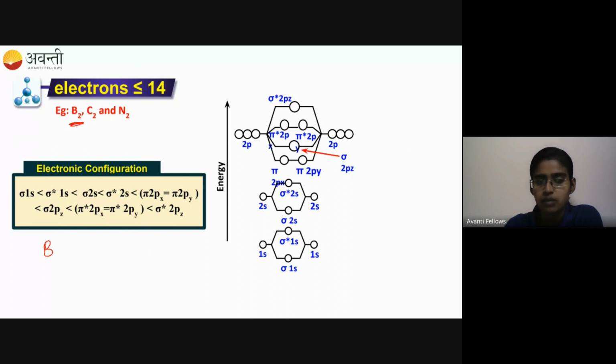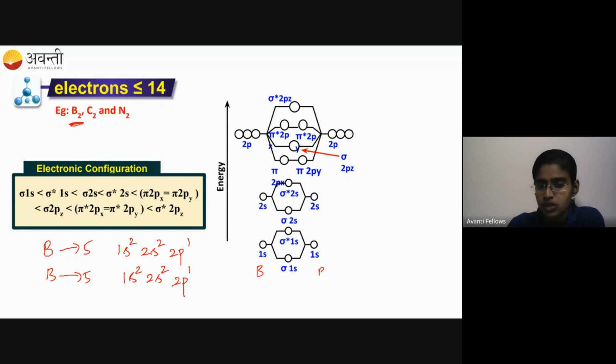Boron atomic number is 5. Very good. What is the electronic configuration? 1s2, 2s2 and 2p1. Start from this 1s. We have 2 borons, each has 5 electrons: 1s2, 2s2, 2p1. These two are the boron atomic orbitals and this is the molecular orbital of boron. The center part has the molecular orbitals, and on left and right we have the atomic orbitals.